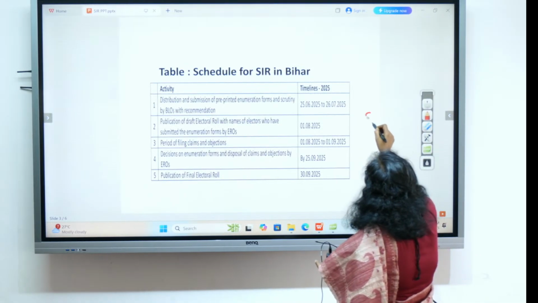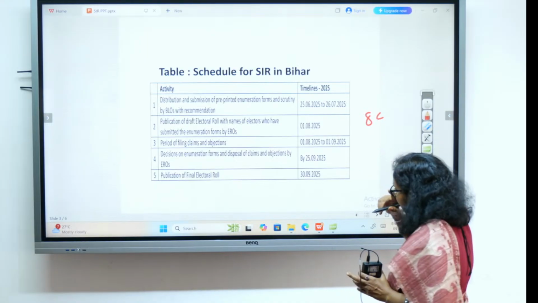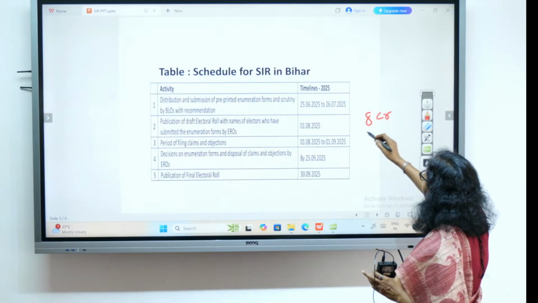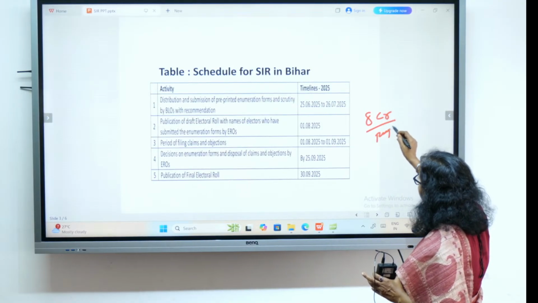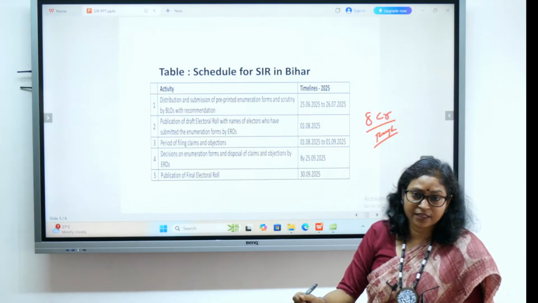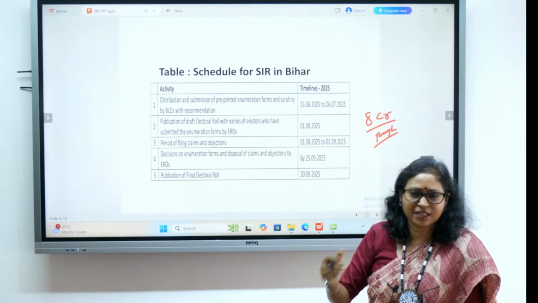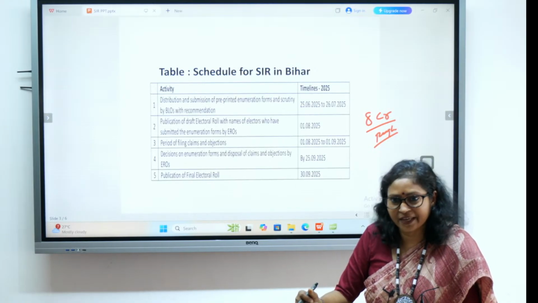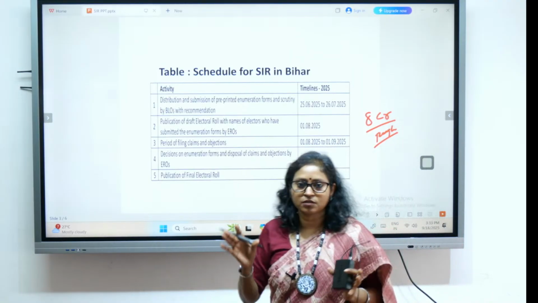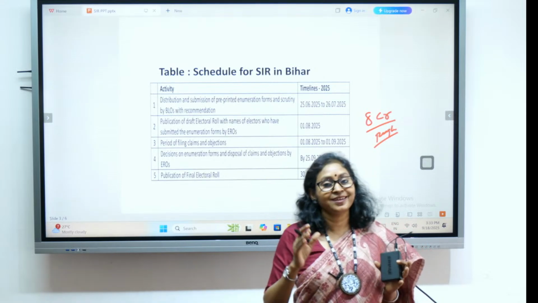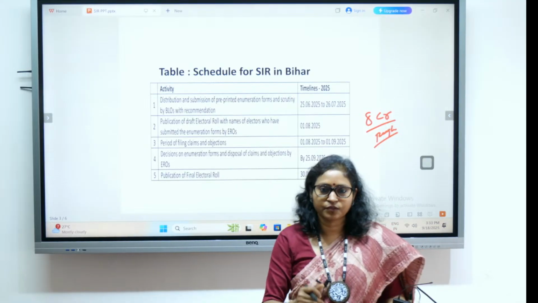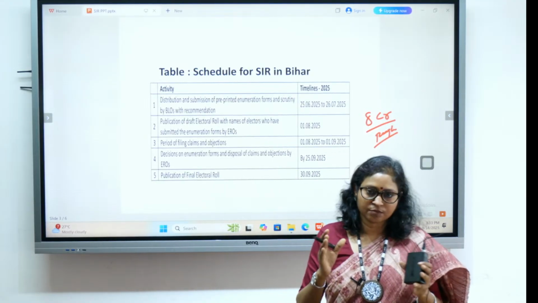What is the intensity of the exercise of the upgradation? We can understand from that 8 crore people of Bihar who have to be in the electoral roll. That upgradation relates to the 8 crore people. So obviously it's a very gigantic task, a very mammoth exercise, and within a very short period of time. That is the major problem. Such intensive revision within such a short period of time is what makes it more and more challenging.